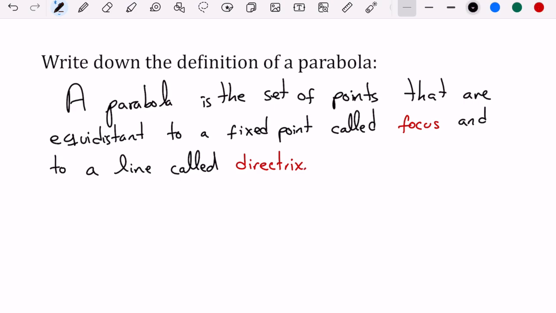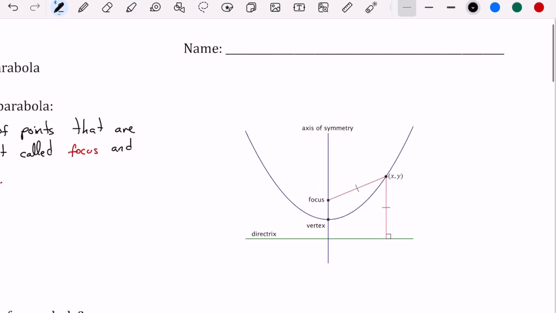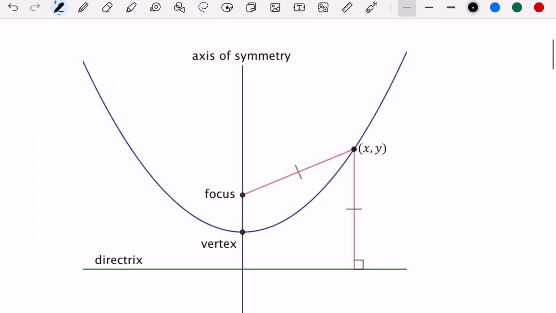I just Googled how to pronounce this word. As a non-native English speaker, I have struggled with this word, directrix. I want to say directrix, but no, directrix. And in plural, directrices. So in a parabola, I have one point that's very important and special, called the focus, and I have a line called the directrix.